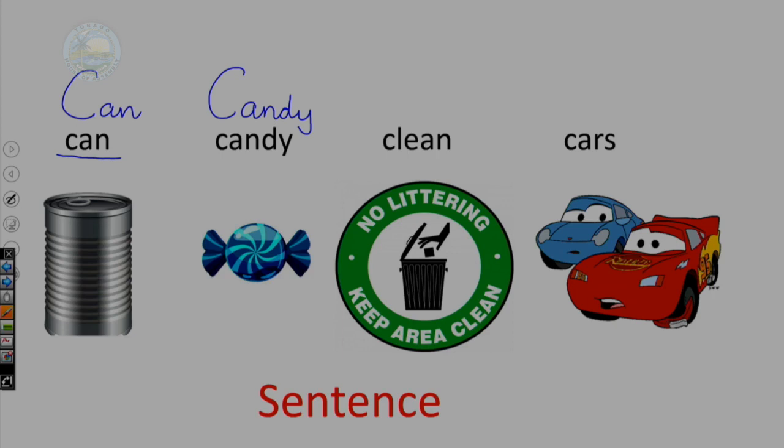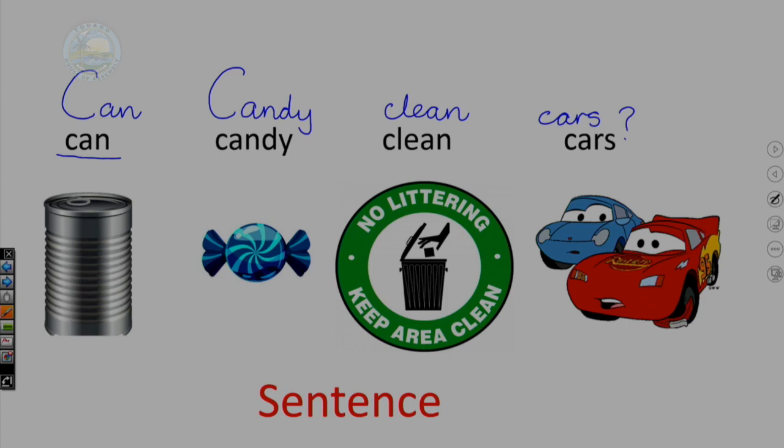And then I have clean. This will remain as is. And then I have cars, which will also remain as is. But then our sentence must have an ending. So I'm going to read it again from the beginning. Can Candy clean cars? Yes, that is a question. So at the end of this sentence, I must put something. What must I put there? Yes, I must place a question mark. So I'm going to write a question mark here. Right, beautiful. And my sentence reads, can Candy clean cars?